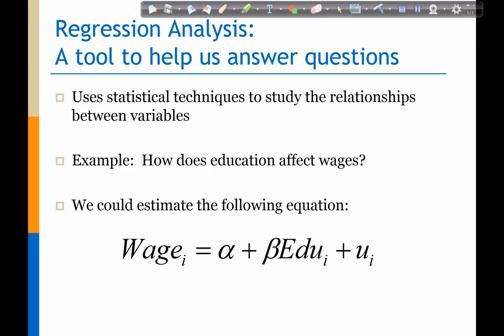If we want to look at how education affects wages, we would simply estimate the following equation. And this is just the equation of a line, where the wage is our y variable and education is our x variable. The alpha is our y-intercept, and the u is called the error term. And the error term contains all the other things that affect wages besides education.